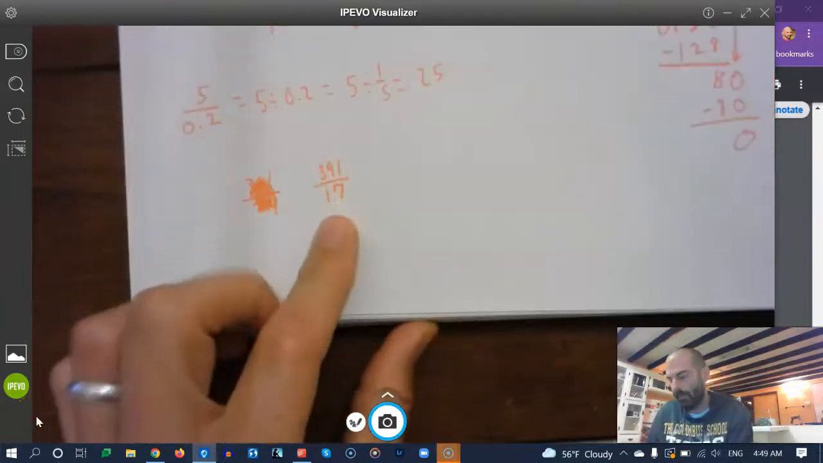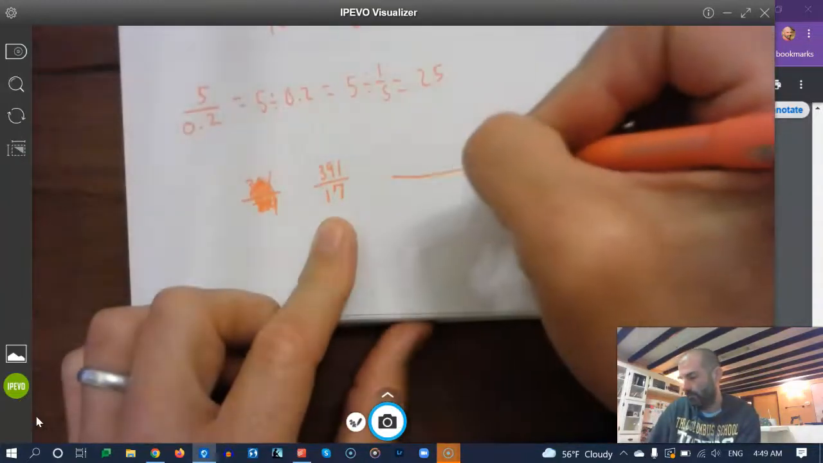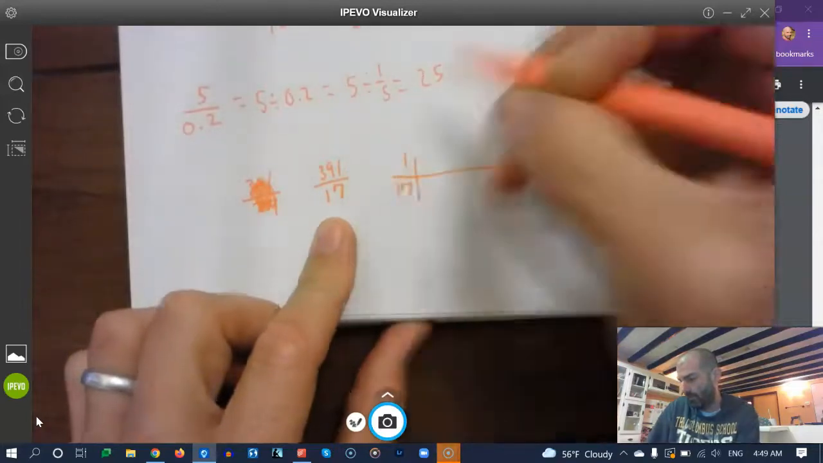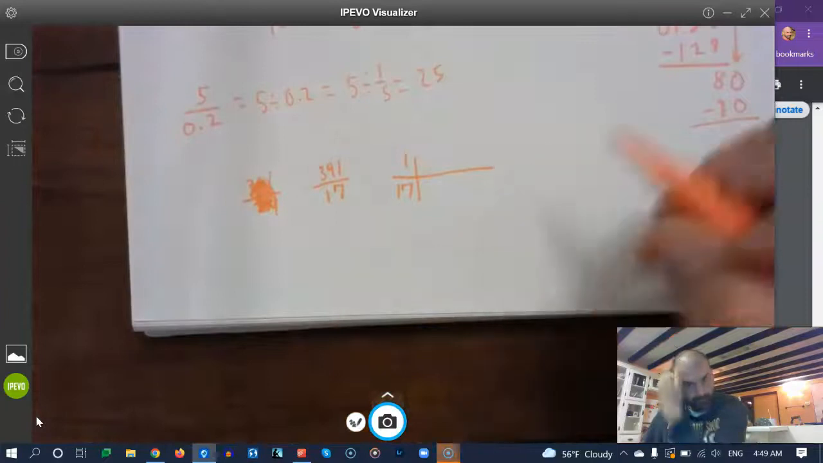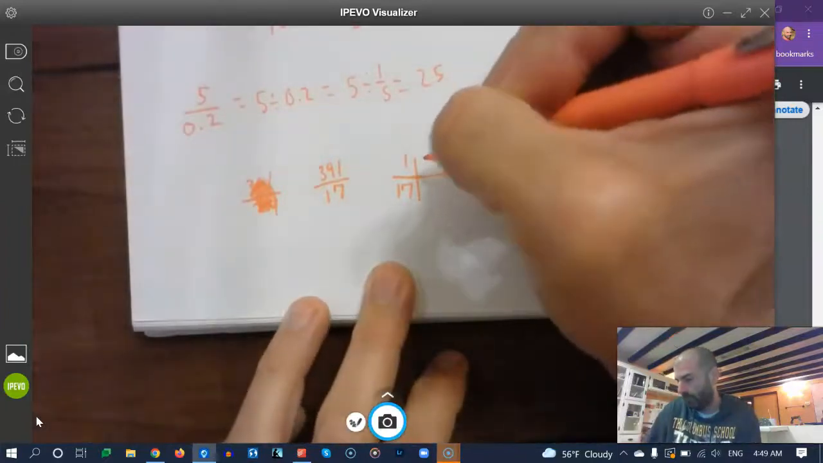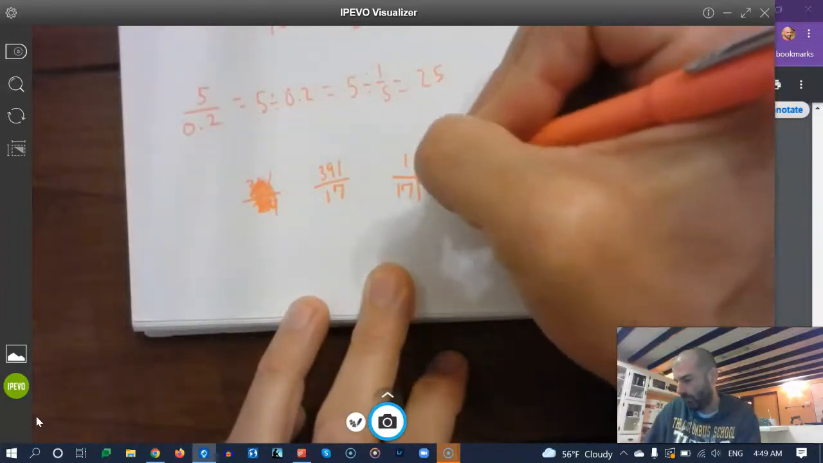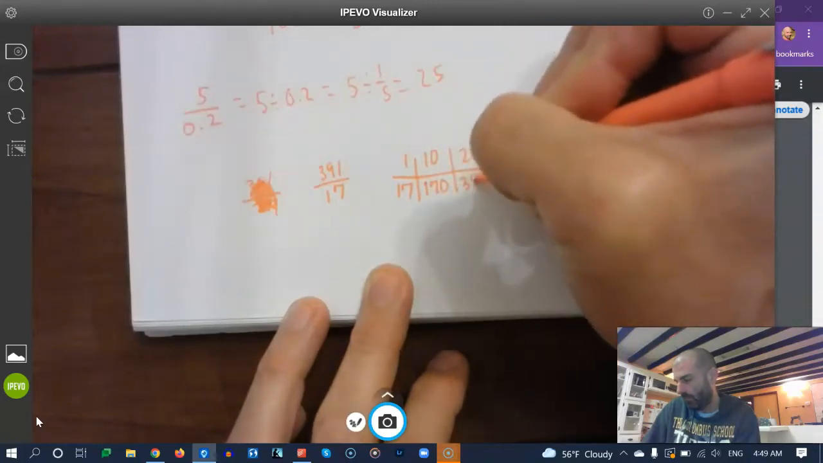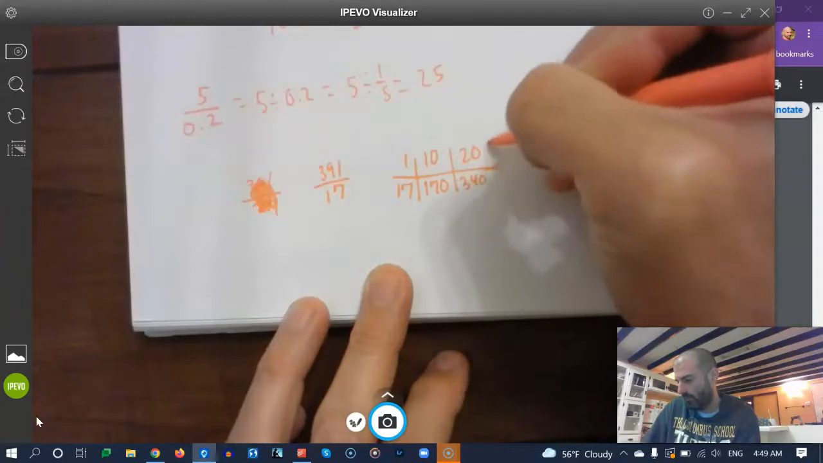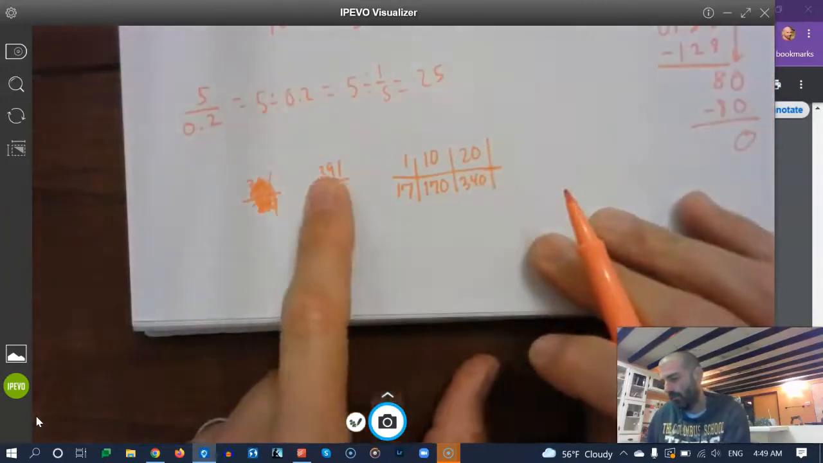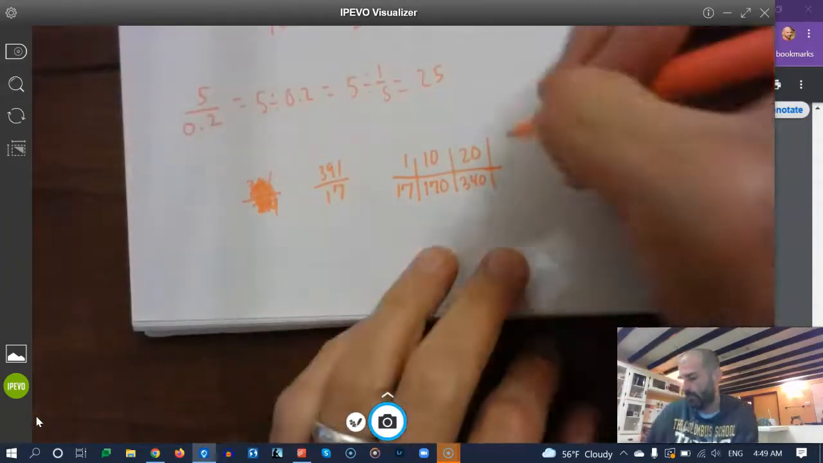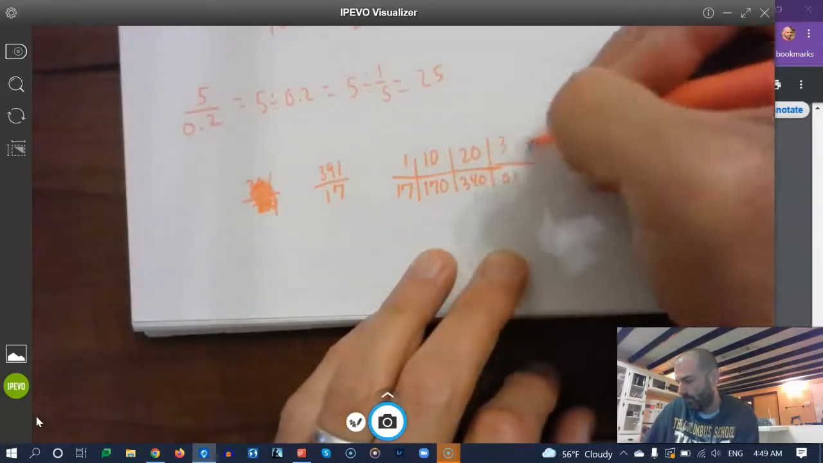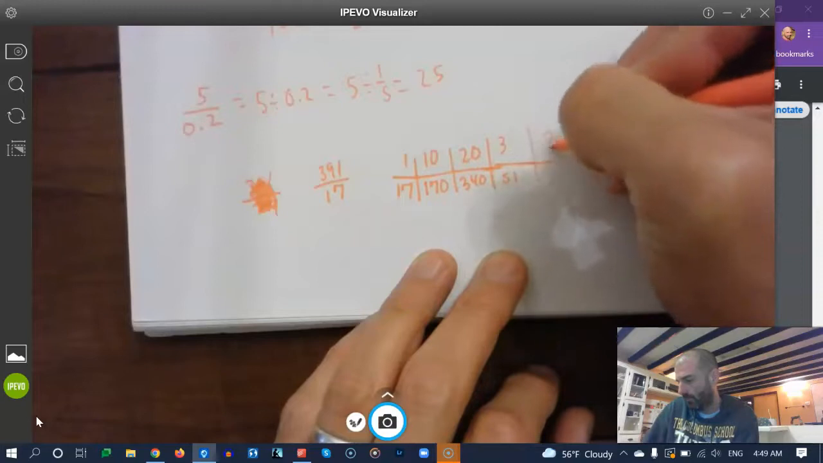All right, we have 391 divided by 17. So how do we get 391 up there? What do we do by 10? It would be 170, 20, 340. And we have 51 to go, which is what, 3 more? That gives us 23.